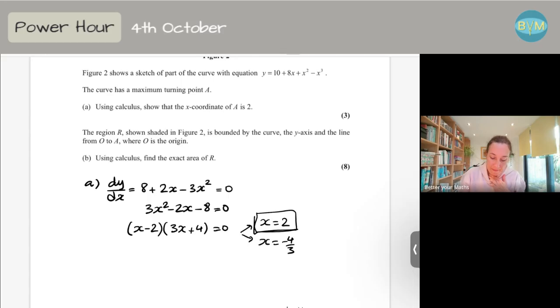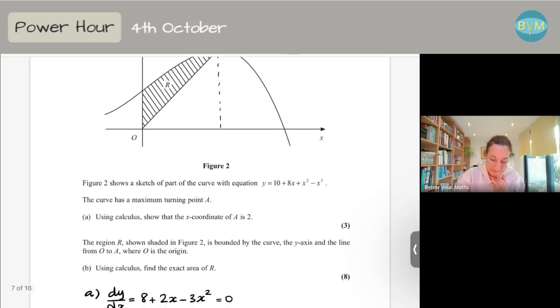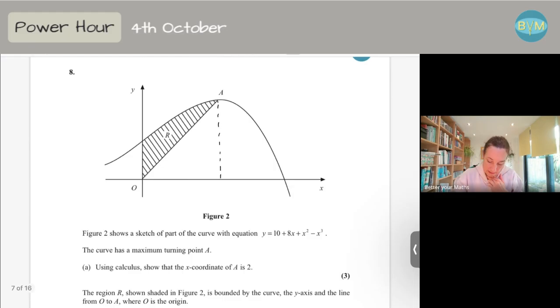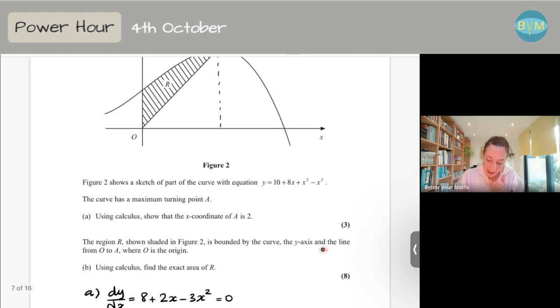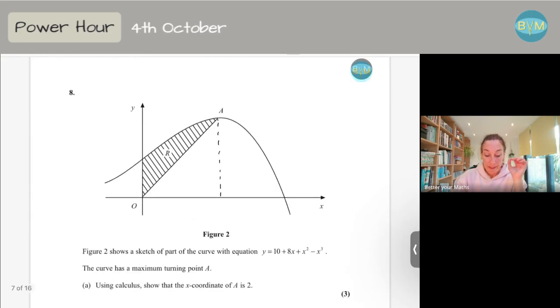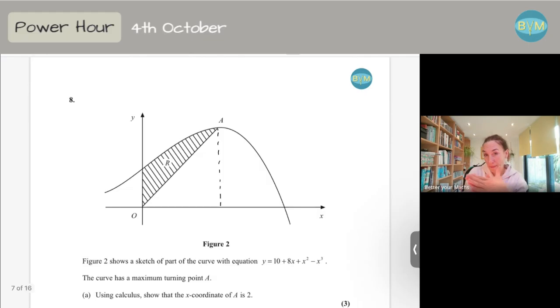Region R, shaded here, is limited by the x-axis, the y-axis, and the line from O to A, where O is the origin, and we have to find using calculus the exact area of R. For these questions, where you have to find the area trapped between two lines, we have two options. All of you are thinking, okay, I'm going to integrate between 0 and 2. Yeah, this is an integration question.